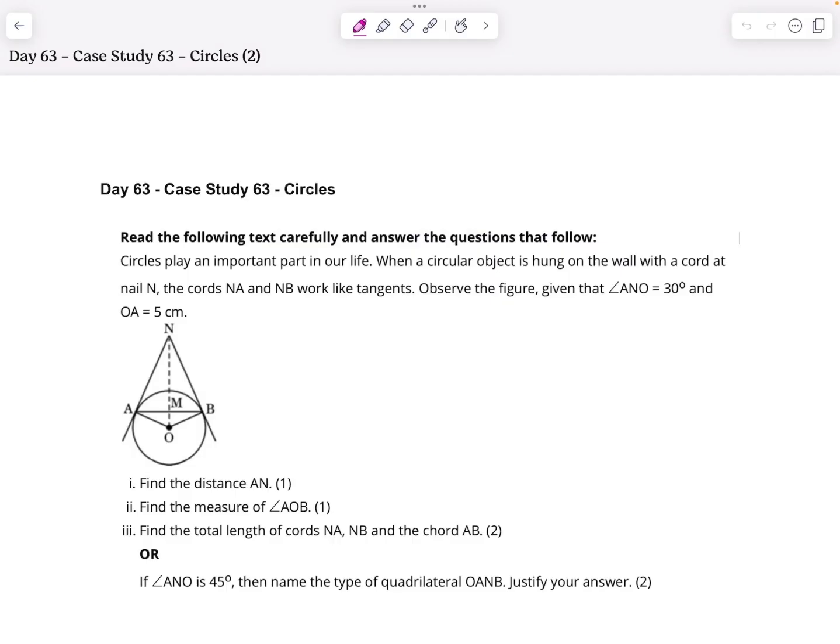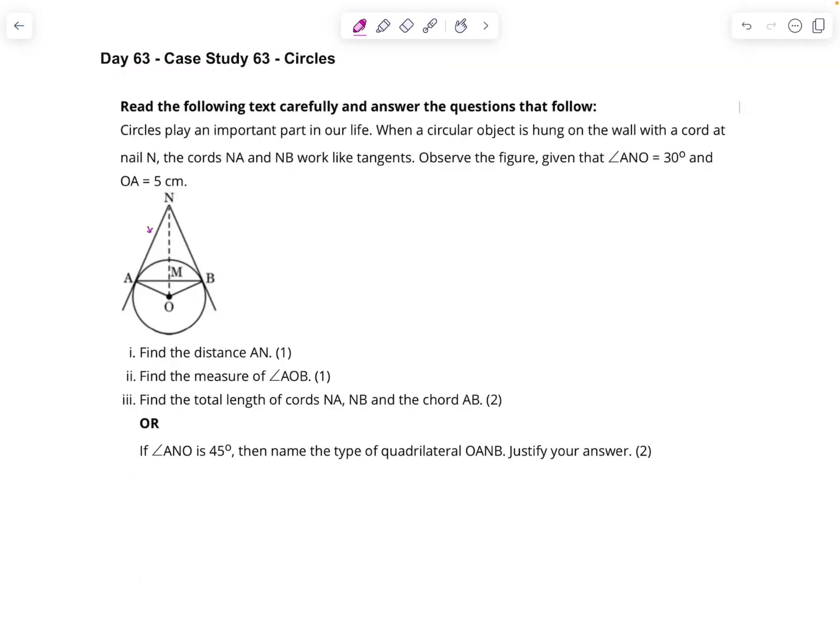The question goes like this. Read the following text carefully and answer the questions that follow. Circles play an important role in our life. When a circular object is hung on the wall with a cord at the nail N, the chords NA and NB work like tangents. Observe the figure. Given that angle ANO is equal to 30 degrees and OA is equal to 5 centimeter.